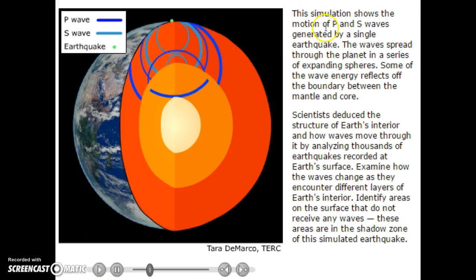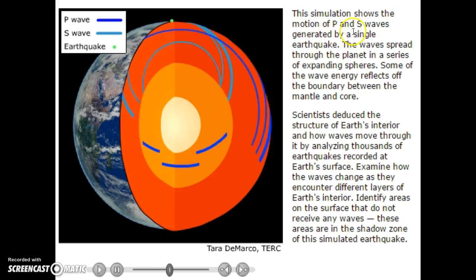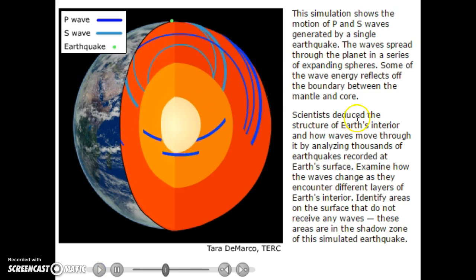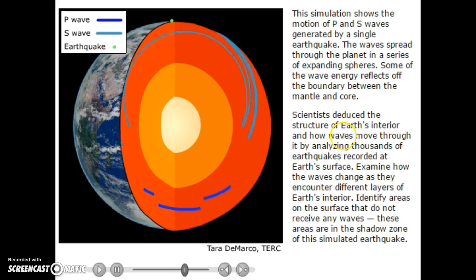So this simulation shows the motion of primary and secondary waves generated by a single earthquake. The waves spread through the planet in a series of expanding spheres. Some of the wave energy reflects off the boundary between the mantle and the core. You'll see this reflection here. Scientists deduce the structure of the Earth's interior and how waves move through it by analyzing thousands of earthquakes recorded at the Earth's surface.